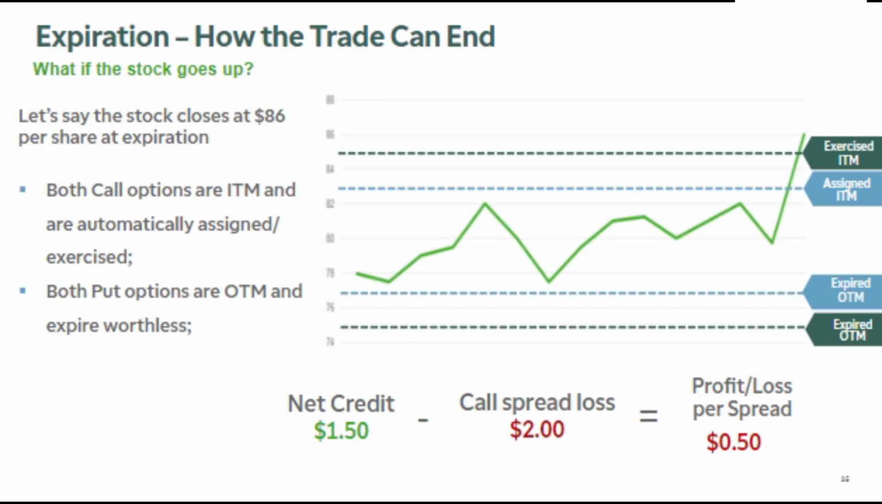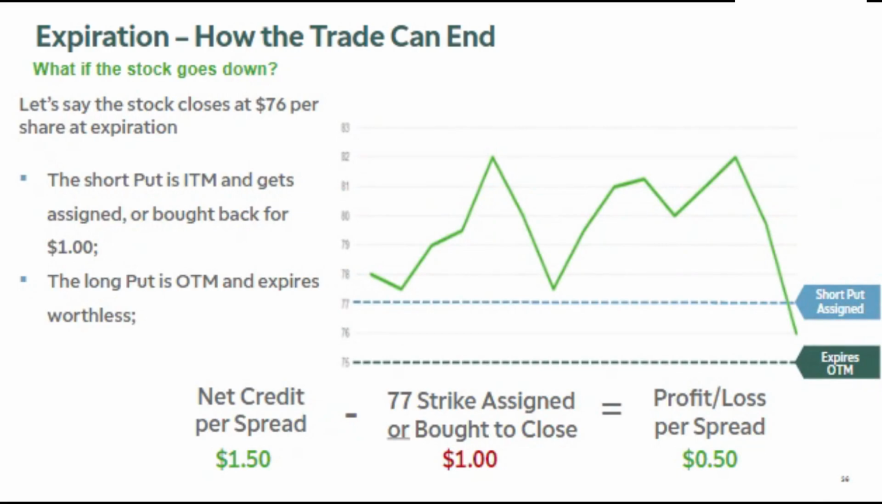Now, what if we were wrong on the downside? What if the stock goes down, closes at $76? Now, this is another situation where it's in between our strikes. Remember, we sold the 77, bought the 75. It's trading at 76 now. The short put is in the money. It's going to be assigned, or we have to buy it back for $1. It's $1 in the money. Short the 77, stock's trading at 76. It's worth $1. So we can buy it back for $1 or take that assignment and hope to trade out of the stock position on Monday for only a $1 loss. Either way, we're getting out for $1.